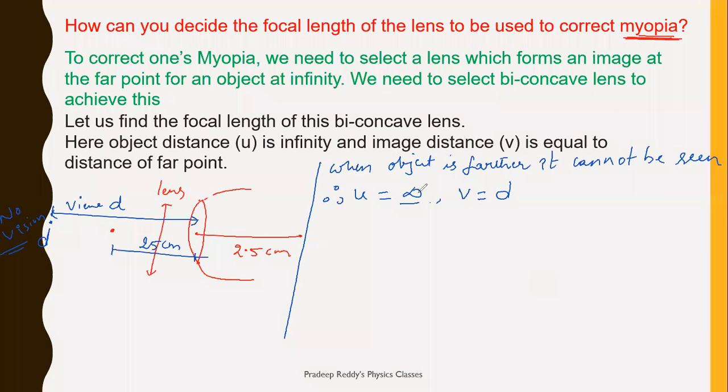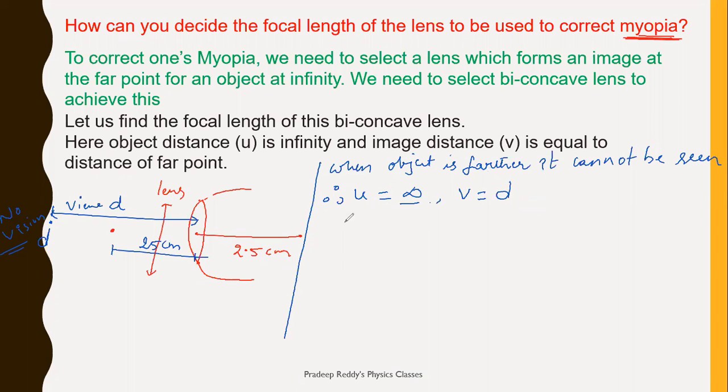I think this is understood clearly. You take the object at any position, which I represent with infinity, and you are able to see the image clearly when the object is placed at distance D, and even less than D also, no problem with that. So image distance v can be anywhere between 25 and D.